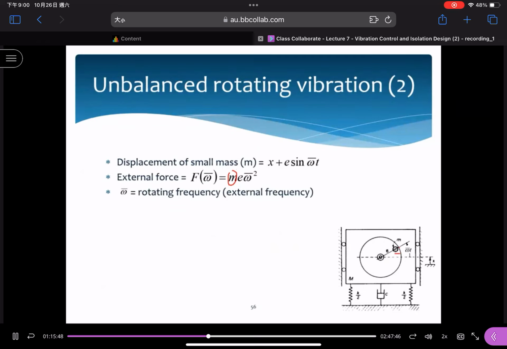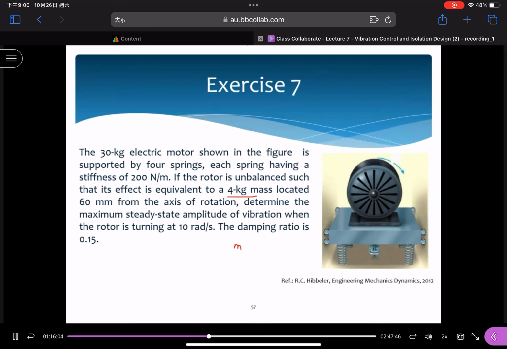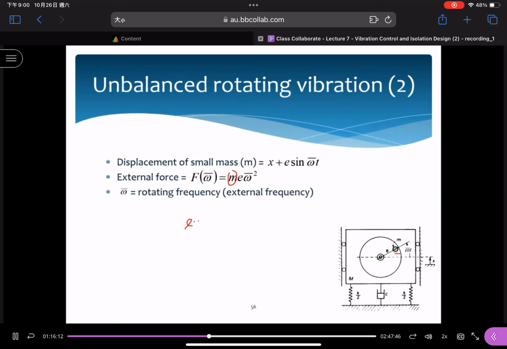Okay, according to the question, we can regard the system like a rotating system, and the small mass m we can assume is equal to 4 kilogram. And how about the eccentricity? It's 60 millimeter. That means the value e here is equal to 60 millimeter. But in calculations, please change it back in terms of meter. We do not use millimeters for calculations. Any problem? So based on the question, m is given, e is also given.